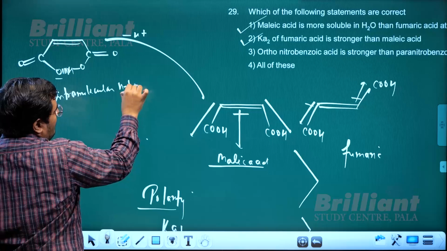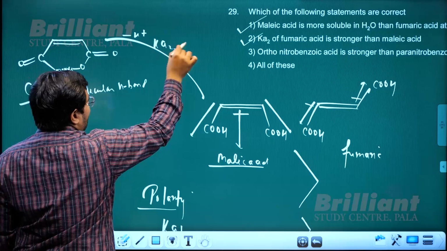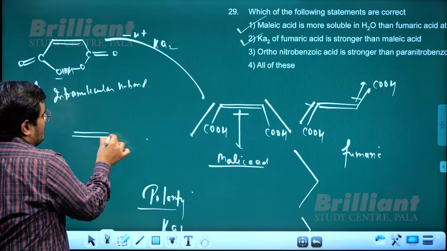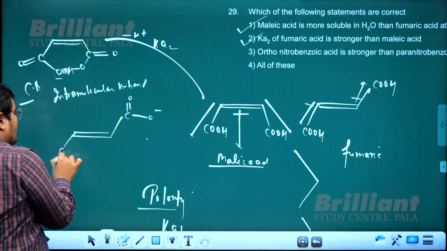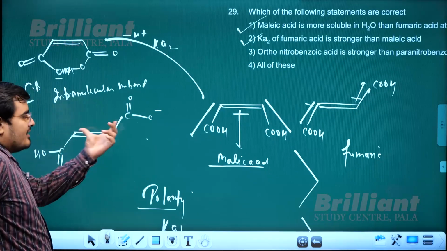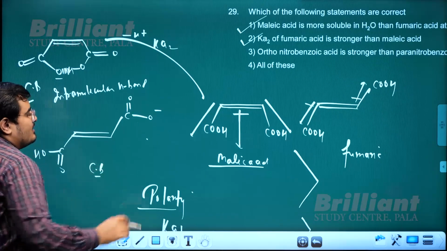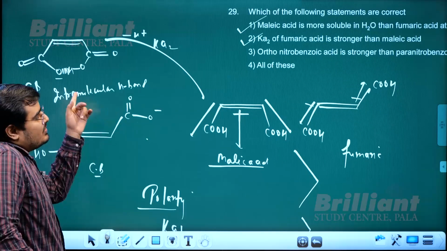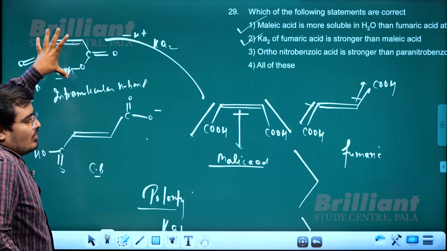So you can say the conjugate base in malic acid is stabilized by hydrogen bonding, whereas no such intramolecular stabilization is possible in fumaric acid, because the groups are pointing opposite to each other. So here the conjugate base cannot be stabilized by intramolecular hydrogen bond. There it can be stabilized, since after losing the first H positive, malic acid has a more stable conjugate base.